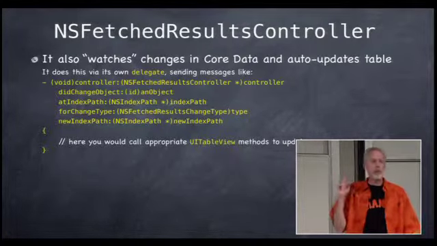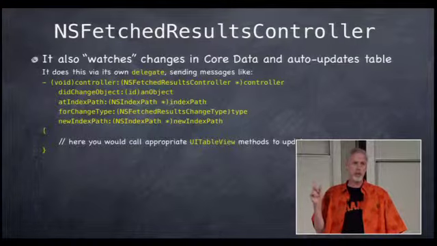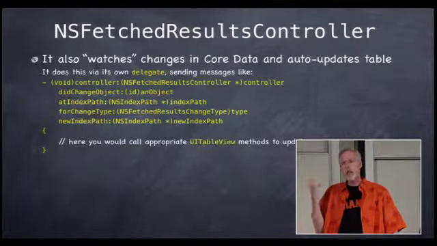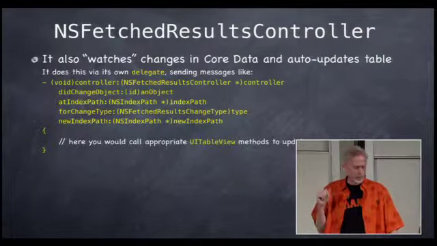That's because your table view is going to be the delegate of the NS fetch results controller, and it's watching what's happening in core data, and anytime something changes, it updates any table view that is depending on that. It's really quite remarkable.